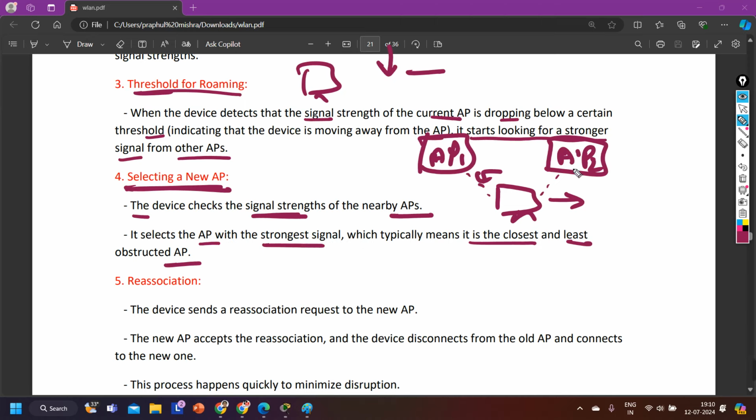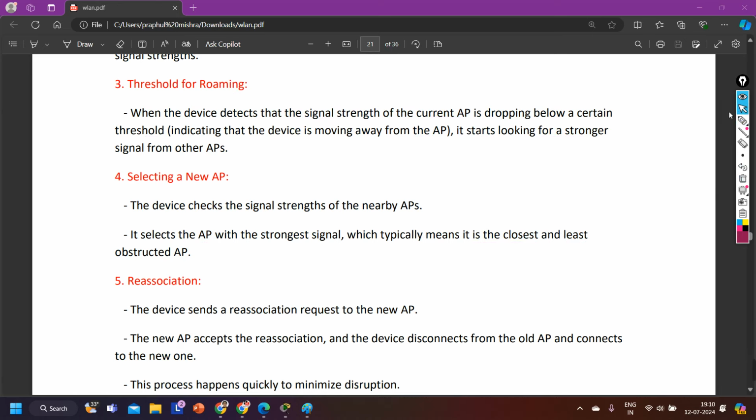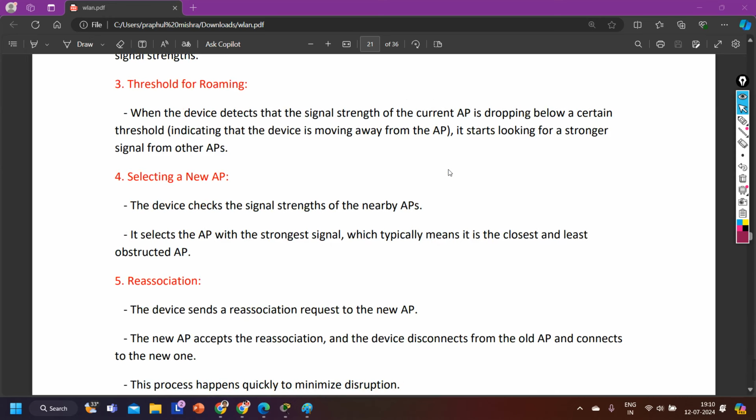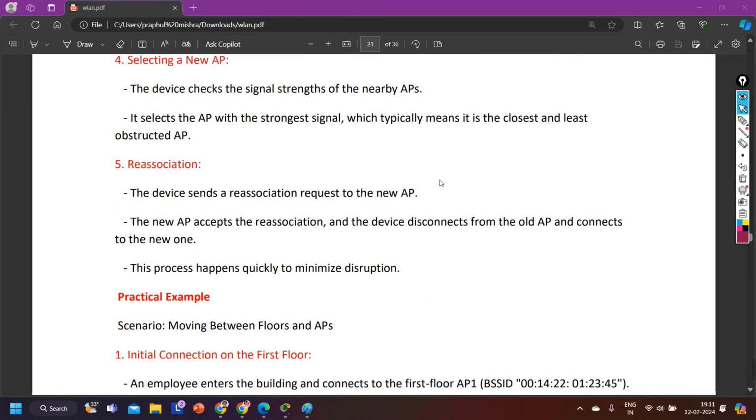So once this client machine moves toward AP number 2, it will start getting a stronger signal from AP number 2. And once it starts getting a stronger signal from AP number 2, it will send one reassociation message to AP number 2. Association message is used to connect with an AP. Reassociation message means I'm shifting my AP. So the next step is reassociation. First step, the device is connected with an AP, then continuous scanning. After that, if signal strength is dropping below a certain level, then your client is going to scan for other available APs. That means the client is moving away from the current AP. Then it will send what?